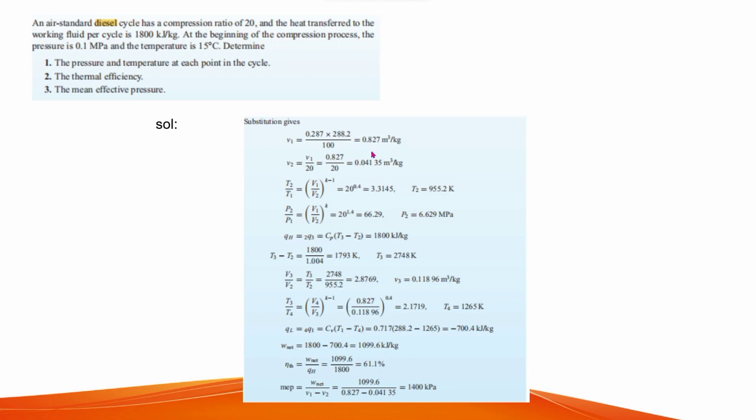cubic meter per kilogram. Next, to solve for our V2, we have the formula V1 over 20, which is equal to 0.827 cubic meter per kilogram over 20, which is our compression ratio. So it is equal to 0.04135 cubic meter per kilogram.